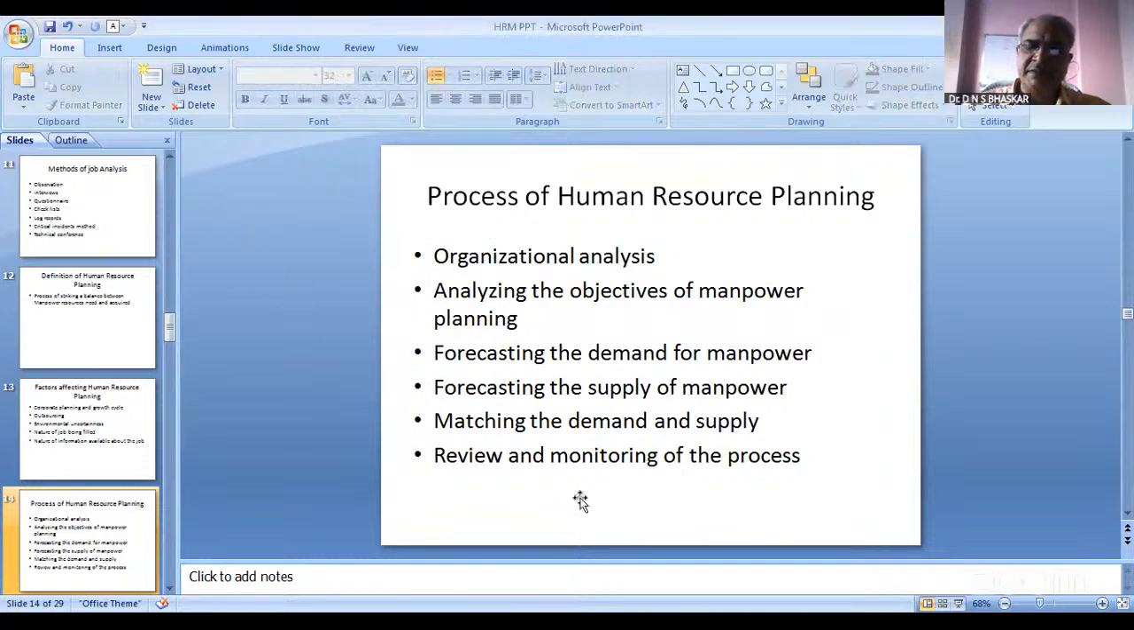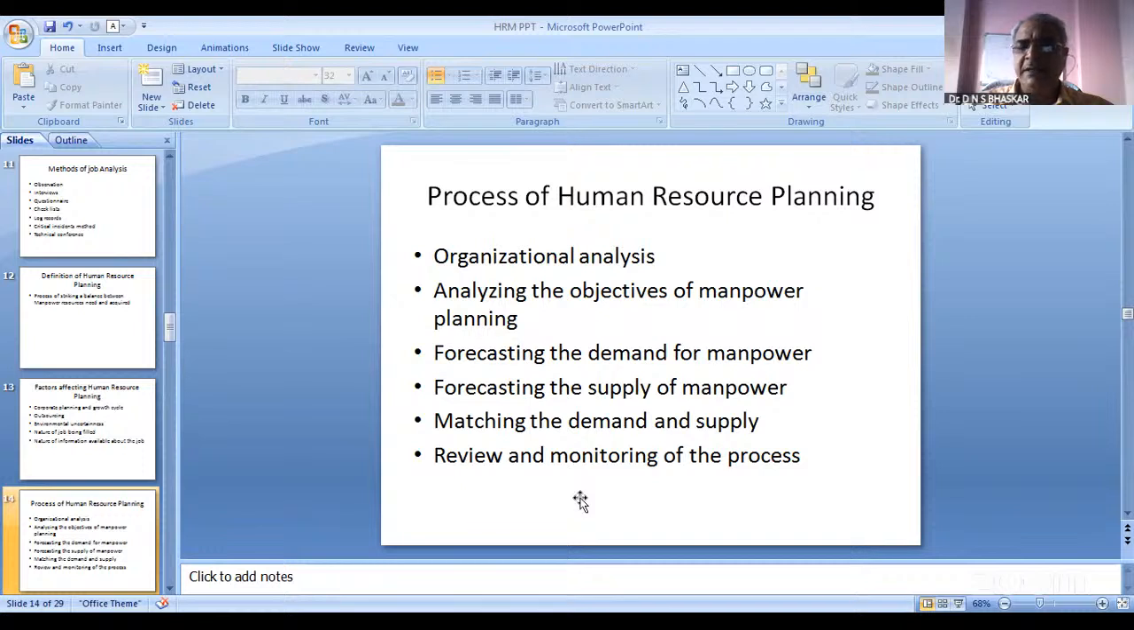Analyzing the objectives of manpower planning: what is the main objective? Is it increasing the size of the manpower, or is manpower planning for the purpose of filling a gap, or is it to give strength to the human manpower where specific skills are required, and so on and so forth? So what is basically the objective of manpower planning is the main important characteristic for this work, and then forecasting the demand for the manpower.